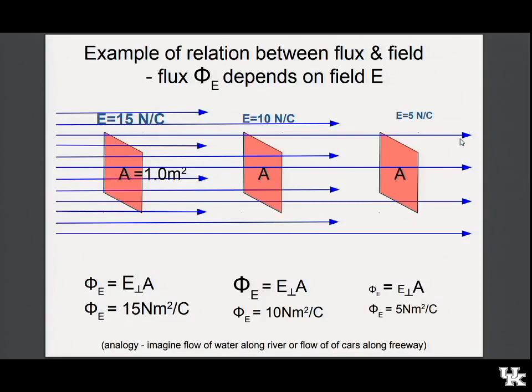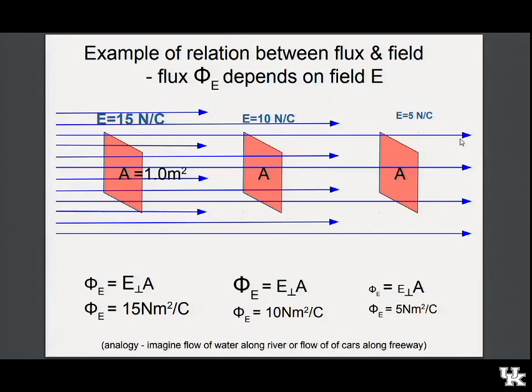Flux also depends on the field. In this example, I'm showing you the field dependence of the flux. In this particular sketch, I've got three surfaces again. You see them in cross-section here. They all have the same orientation. It's perpendicular to the field. And they're all the same size. In this case, they're all 1 square meter.